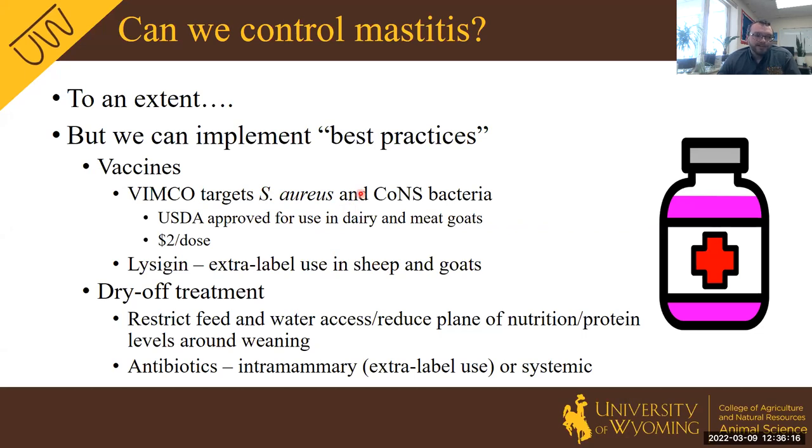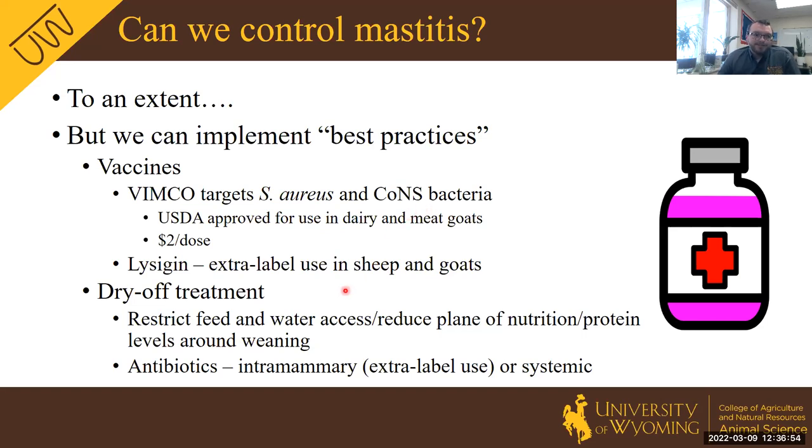So even if our veterinarian recommends we use one of these vaccines within our flock or herd, we're only targeting a few different bacteria species. There's a lot of bacteria associated with mastitis, if you recall from one of my earlier slides. So even if we vaccinate the entire flock or herd, there still could be mastitis resulting from these other bacterial species. And I think as we've learned throughout this global pandemic, vaccines don't provide complete protection from developing a disease, but they do reduce some of the clinical signs or symptoms associated with disease.